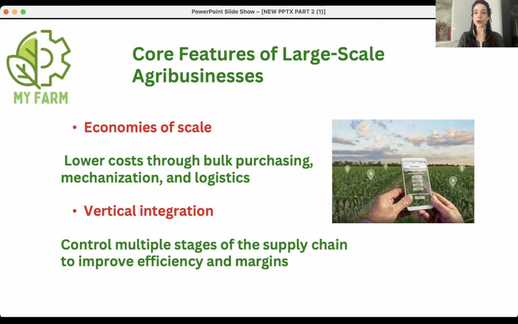In terms of core features of large-scale agribusinesses, we can see economies of scale. So operating at scale allows for significant cost advantages in input purchasing, mechanization, storage, and transport. The second core feature is related to vertical integration. So many large agribusinesses control multiple stages of the supply chain, from input production to retail, increasing efficiency and profit margins.